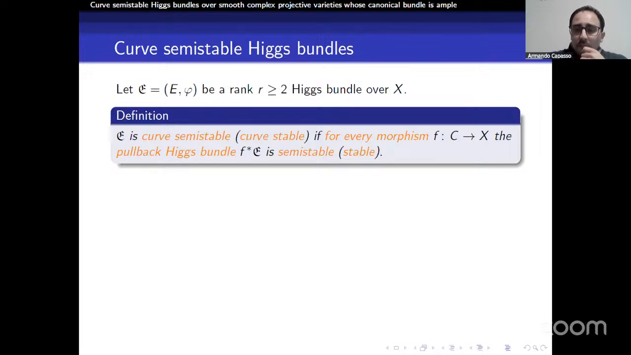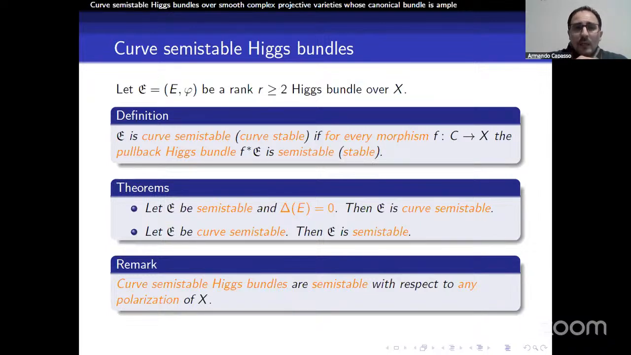Okay. Why are these bundles very important? From these theorems: if E is semistable and the discriminant class vanishes, then E is curved semistable. But if E is curved semistable, then E is semistable. We don't know whether the curved semistability of E implies the vanishing of the discriminant class. This is, for me, the one billion dollar question. But this is another story, and I will not enter into details. Okay, this is one important thing.